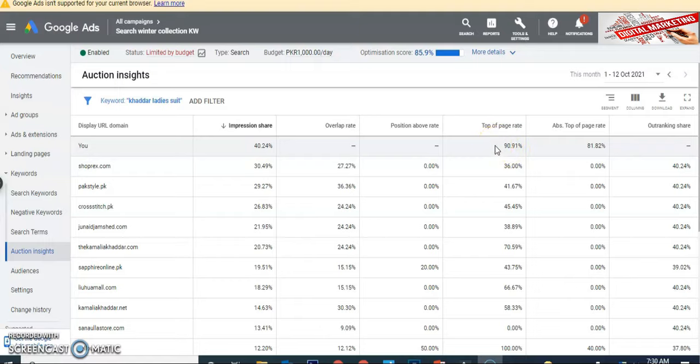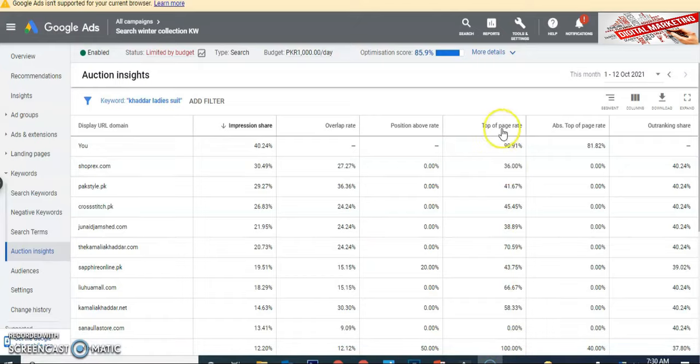And how well are your competitors doing? Cross stitch is 45%, Junaid Jamshed is 39%, Kamalia Khaddar is 58%, Sapphire is 44%, and Zelbari is 100%. This shows how many times, when your ad is appearing in the impression share, it is on top of the page or on the lower side of the page. So your ad is appearing on top of the page 91% of the time, and Zelbari's ad is showing 100% of the time on the top of the page.